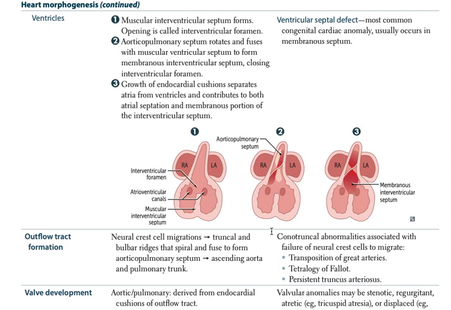VSD, or ventricular septal defect, is the most common congenital cardiac anomaly. Usually it occurs in the membranous septum. So this is the membranous septum.